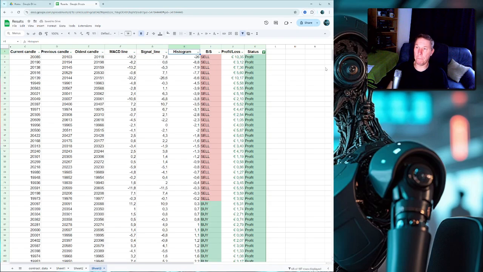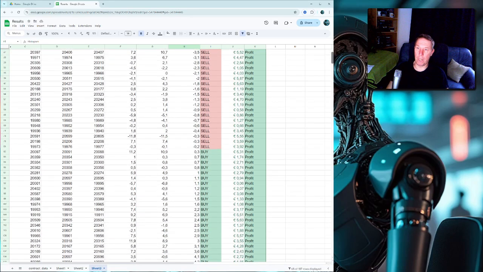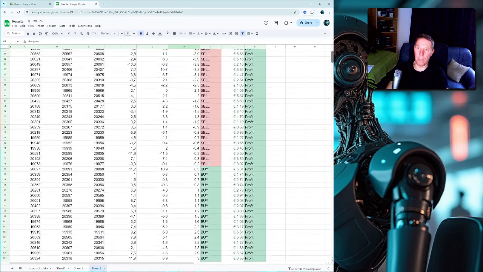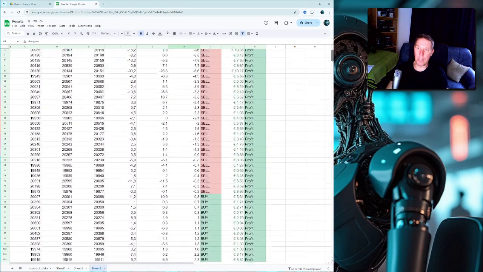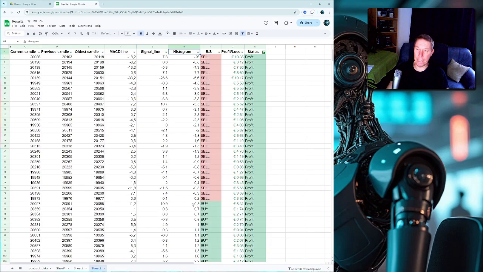Yes, I'm going to sort. And what you see right away is a split within the sell and the buy. If I go down, you see that all the buys are down and all the sells are up. And you see a split exactly at this point where there is a 0.2 negative or a plus 0.3 positive in the histogram.